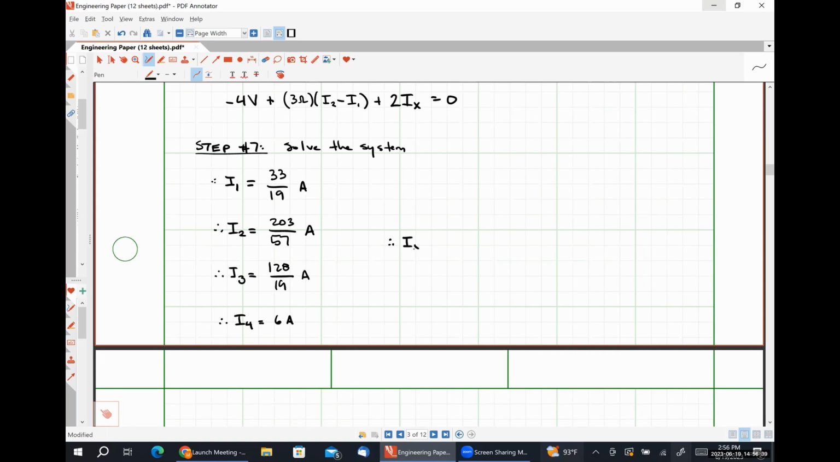And IX, which was I4 minus I3. Let me throw that in my calculator because I don't actually have it on this thing here. 6 minus 128 over 19 comes out to be negative 14 over 19. And from here, once again, we could solve for any voltage using Ohm's law or any current, or any power using voltage and current.